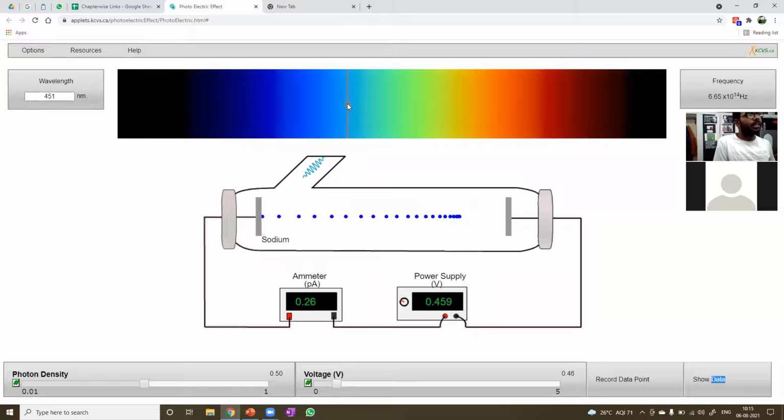Let us increase the frequency. Electrons are able to reach the other side. And stopping potential depends on frequency. Stopping potential is independent of intensity.